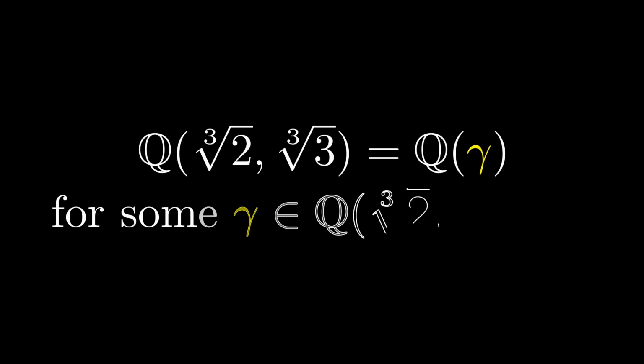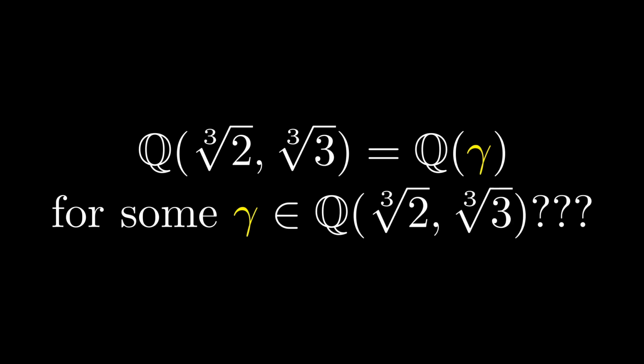So by the theorem, there should be some non-rational element gamma that extends the rational numbers in the same way that the cube root of 2 and the cube root of 3 would extend the rational numbers. In particular, this means that the cube root of 2 and the cube root of 3 could both be written as a sum of powers of a single element. This is the part that's maybe hard to wrap your head around.